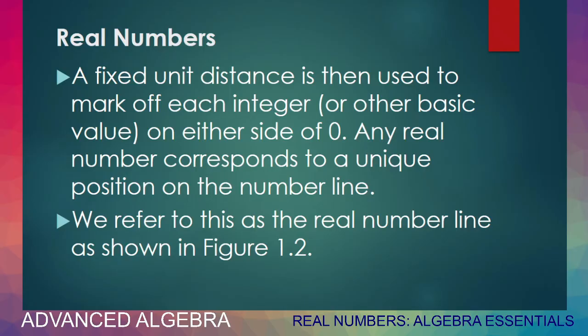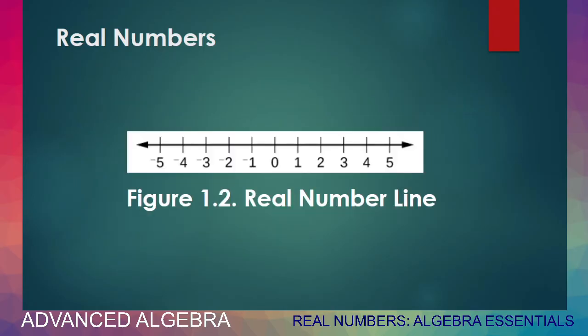So a fixed unit distance is then used to mark off each integer or other basic value on either side of 0. So any real number corresponds to a unique position on the number line. So meron tayong position sa bawat numbers. Kung negative number siya, nasa left siya. Pag nasa right naman siya, positive numbers. Kapag 0, nasa gitna. Okay? So we refer to this as the real number line, as shown in Figure 1.2. So nakalagay dito. Yan. So real number line ang tawag dyan, or a number line.